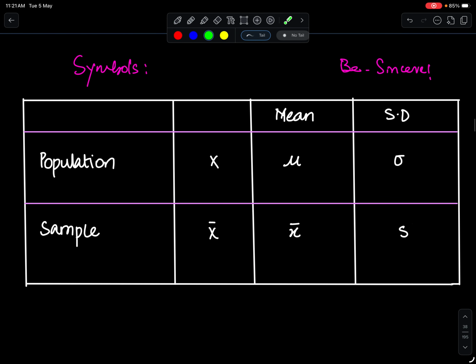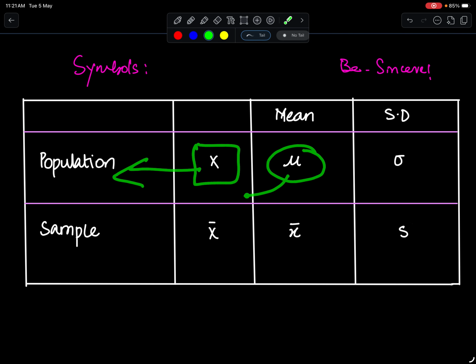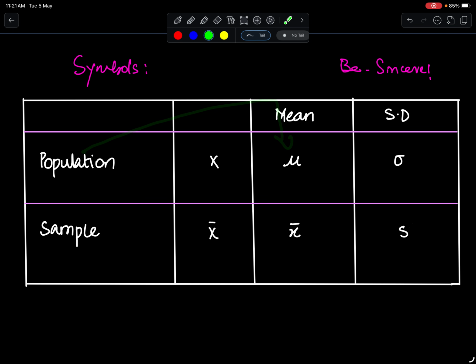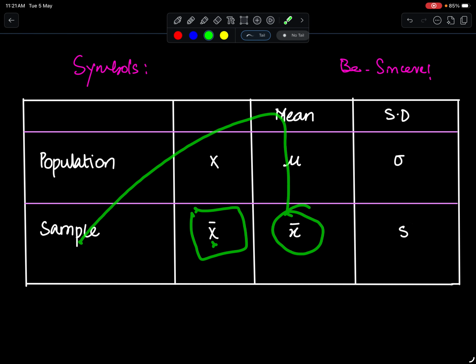Okay, symbols used in sampling. Capital X means population, mu means population mean, and sigma means population standard deviation. For the distribution of sample means, the sample mean is x bar and the sample standard deviation is s.